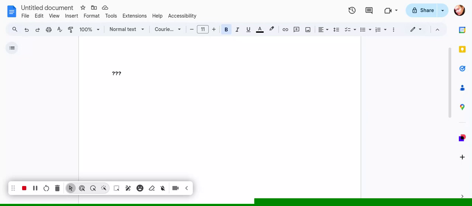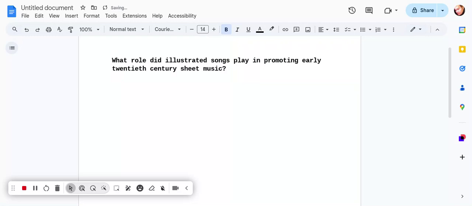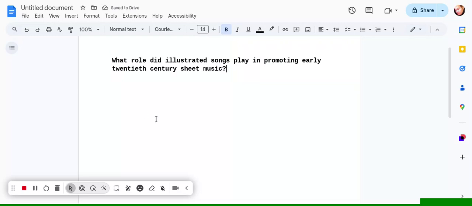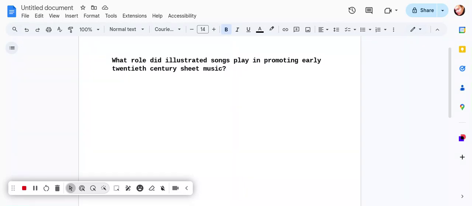So in this case, we could pretend to be answering this particular essential question. What role did illustrated songs play in promoting early 20th century sheet music? Now, to answer this question, you'll need to draw on evidence from the assigned readings. Remember, you're not doing the reading just because your teacher told you. You're doing the reading because you're actively searching for evidence, information, to help answer questions about the past.